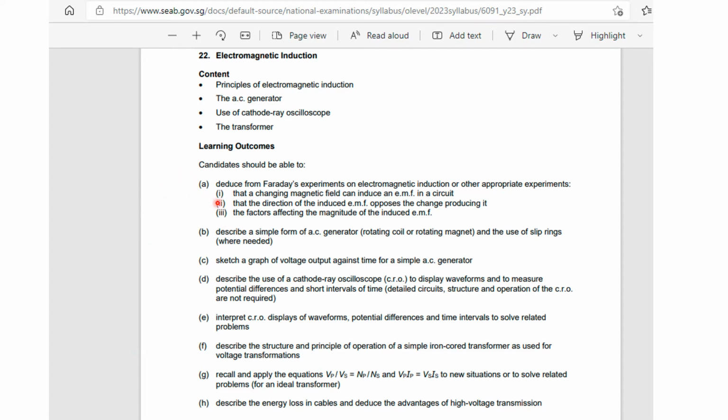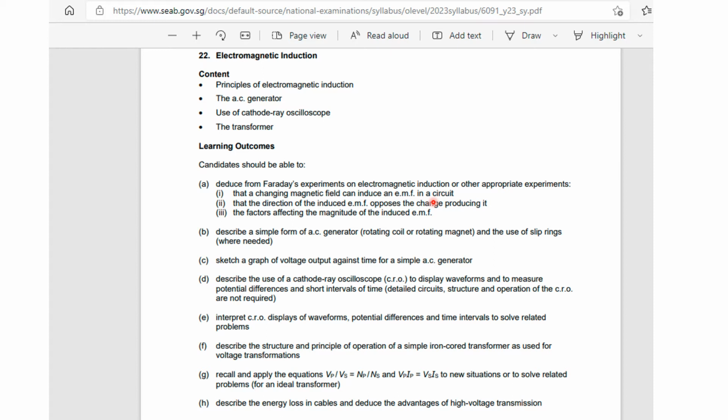So in part A, you are asked to deduce from Faraday's experiment on electromagnetic induction or other appropriate experiments that a changing magnetic field can induce an EMF in a circuit, that the direction opposes the change producing it, in other words Lenz's law, and the factors that affect the magnitude of the induced EMF. Basically, the first thing you need to know about Faraday's law is, if there is a change in magnetic flux linking a coil, an induced EMF is produced. So a very important keyword is that you need to have a change.